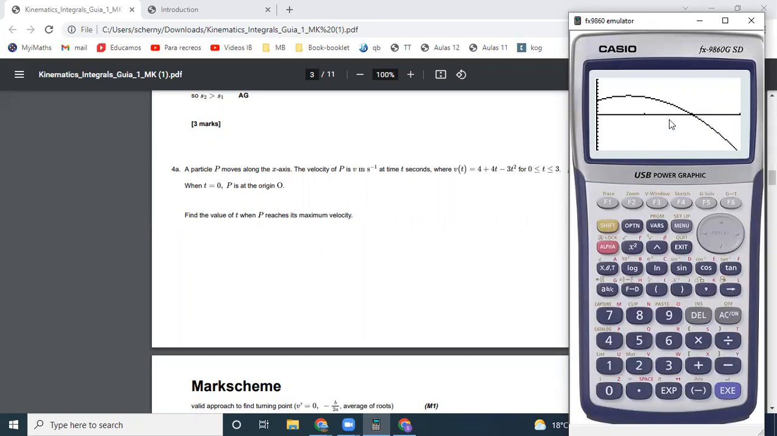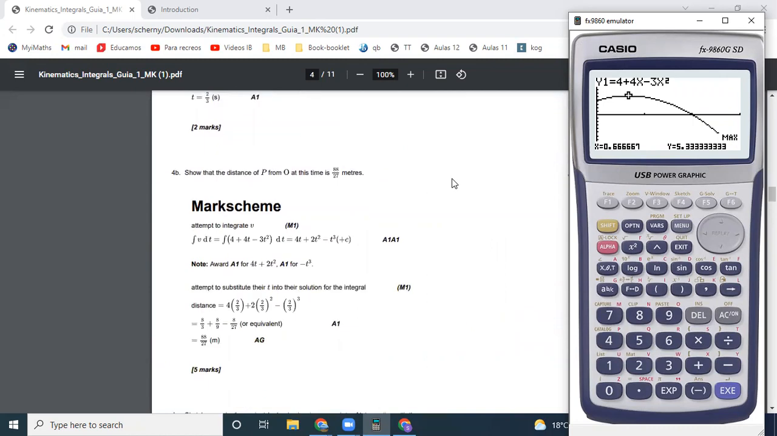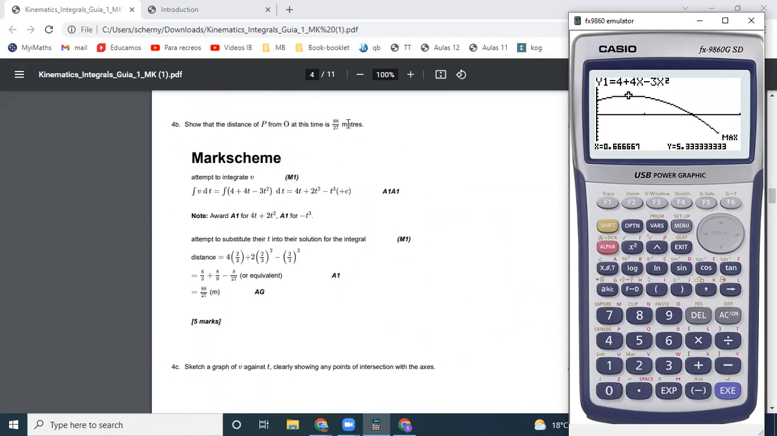Okay, great. So find the value of t when P reaches its maximum velocity, basically G-solve max, and we get the value 0.666667, which is 2/3. Just for you to know, this is 2/3. Great. So show that the distance of P from O at this time is 88/27. The only thing we need to do is first understand that we are asked the displacement, and then G-solve the integral between 0 as the lower bound and 0.66667, basically. And the answer is 3.259.